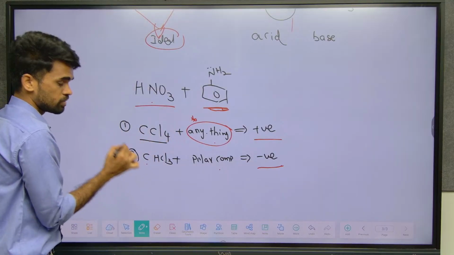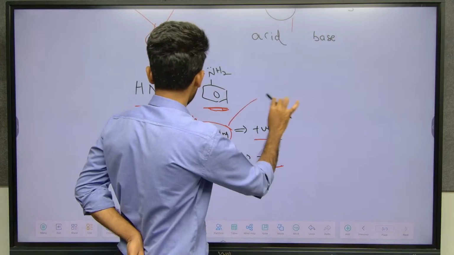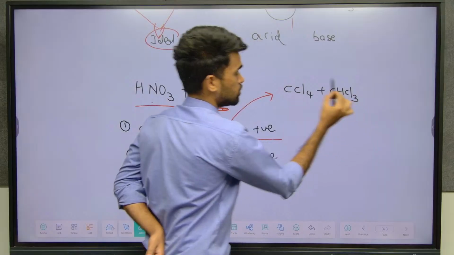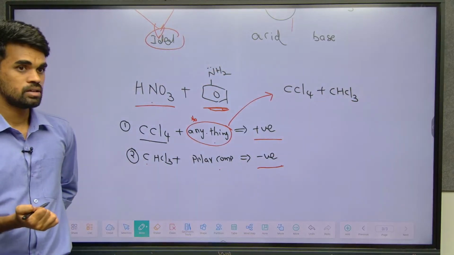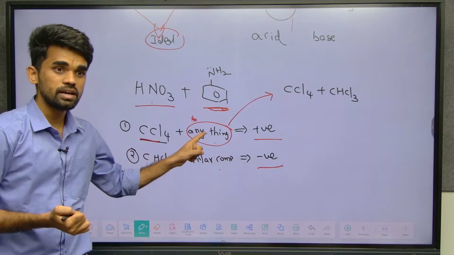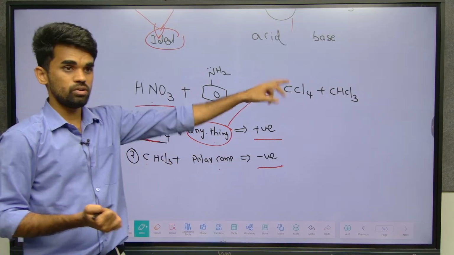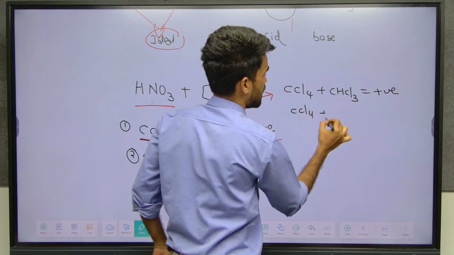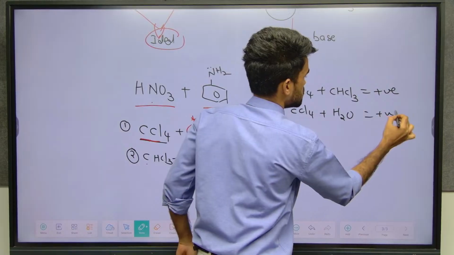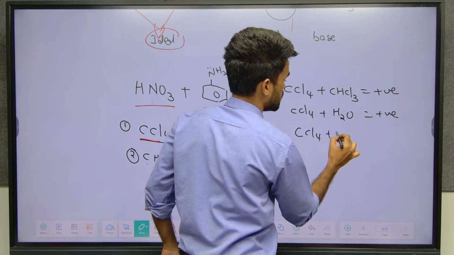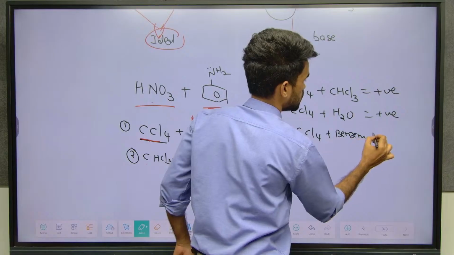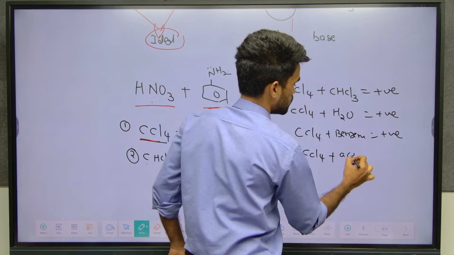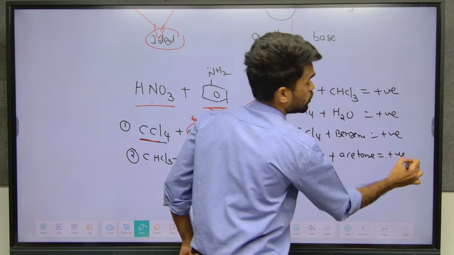This is the second thing. Look at here what I am making. CCl4 plus chloroform. What type of deviation, first you tell me? What I told you, CCl4 plus anything. Follow this order only. Positive deviation. Okay. CCl4 plus water. CCl4 plus benzene. Positive. Next, CCl4 plus acetone. Positive. Do you get what I am saying?